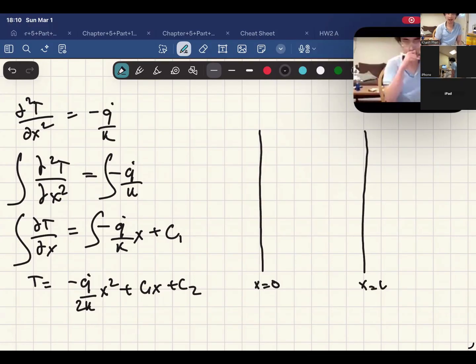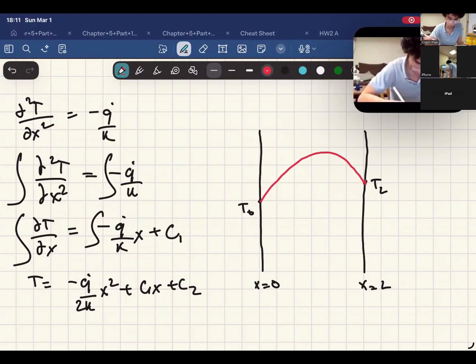Just like x can be anything, we can call x any variable, it doesn't matter. And then this is T at L and this is T naught at 0. And so the temperature profile would look something like this, where it has a parabolic shape.